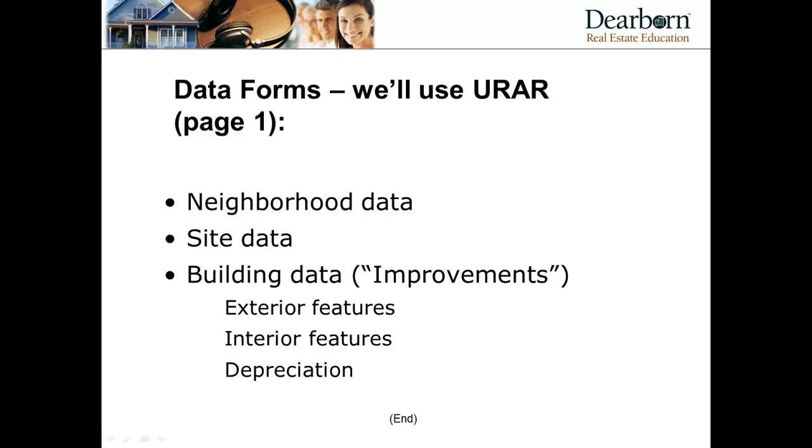be filled out. The balance of the page then is presenting information in these 3 areas: the neighborhood data, site data, and the building data. They call that the improvements, which would include the exterior features, the interior features if you do that kind of report where you go inside the home, and then accounting for any depreciation or describing the condition of the improvements. So with that, I'll conclude the lecture piece from the slides that are presented.